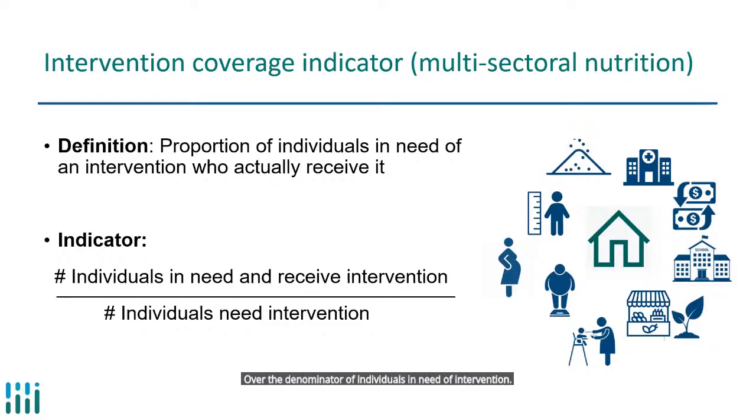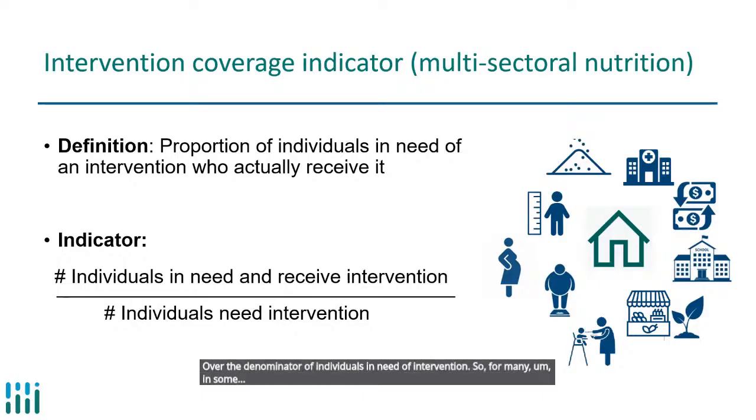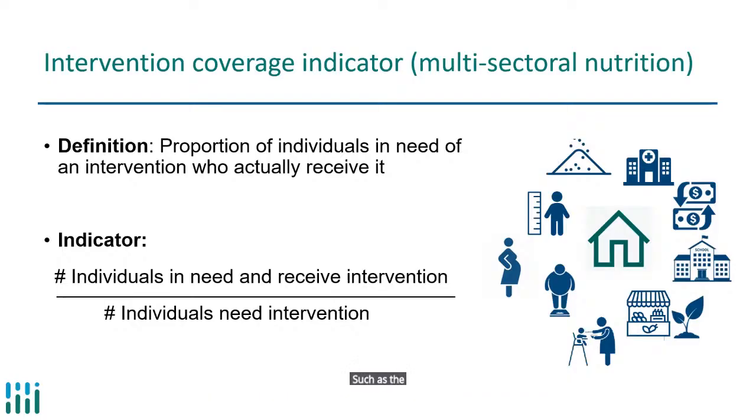For some interventions, there are standard coverage indicators, like those used in surveys such as DHS and MICS, such as the percentage of children age 6 to 59 months that receive vitamin A supplementation and so forth.